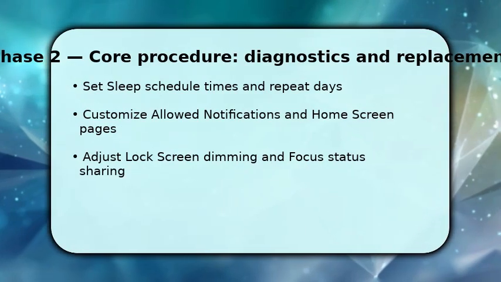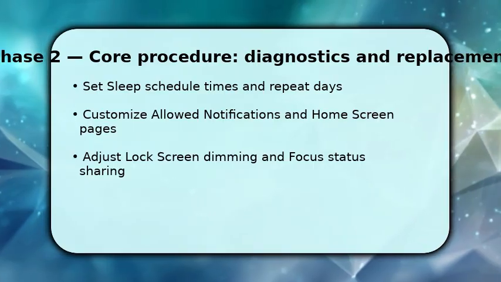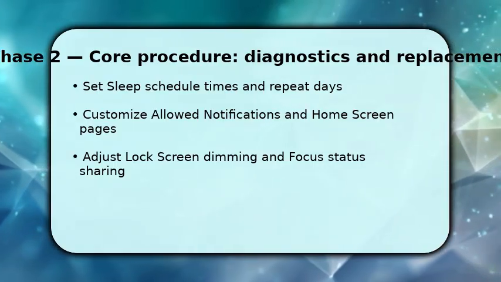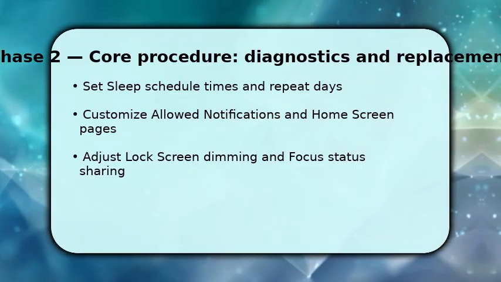Now refine the core options. In Sleep Focus, tap Options to adjust allowed notifications. Pick specific people and apps that still notify you.